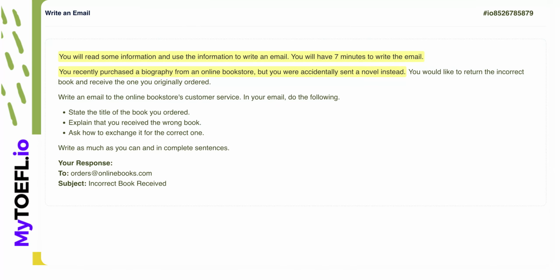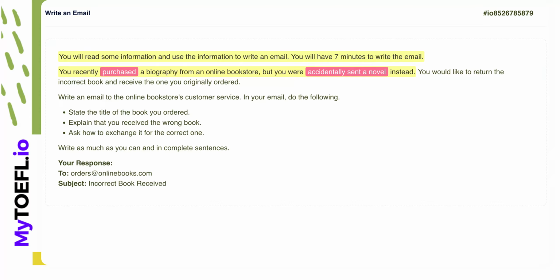This first sentence sets up the entire situation. It tells us that you purchased a specific type of book, a biography, from an online bookstore. The core problem is that you were accidentally sent a novel instead. Understanding this difference between the biography you wanted and the novel you got is key to explaining the problem in your email.